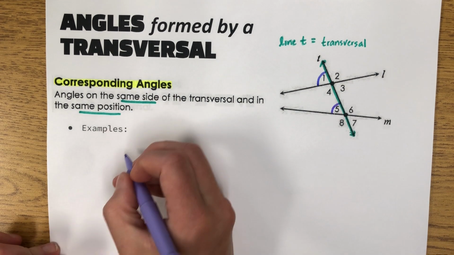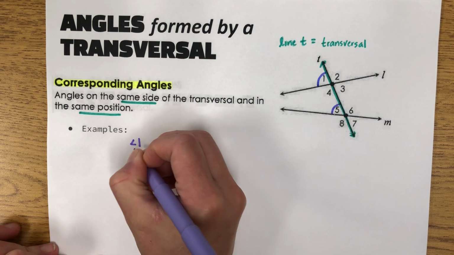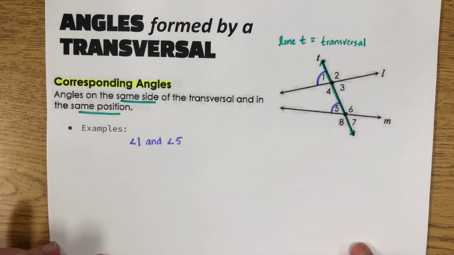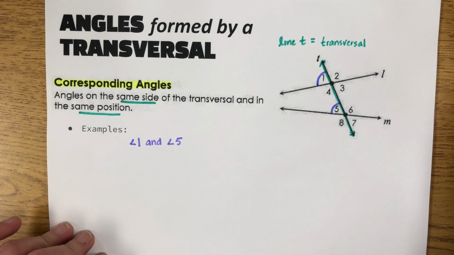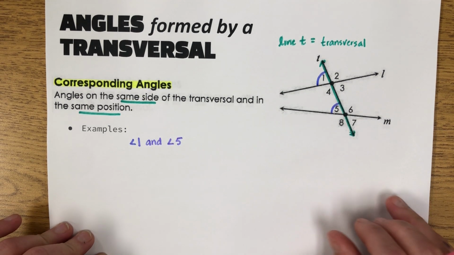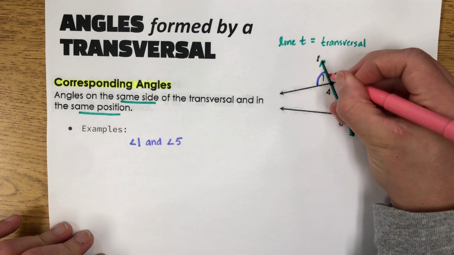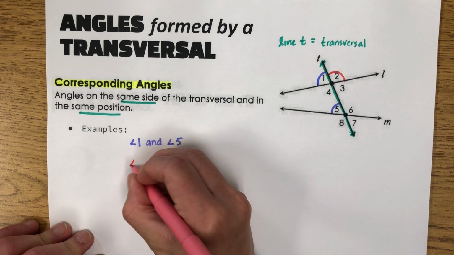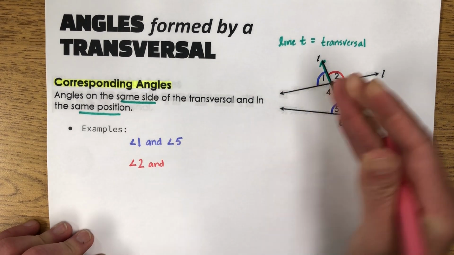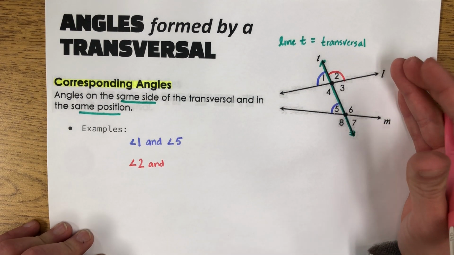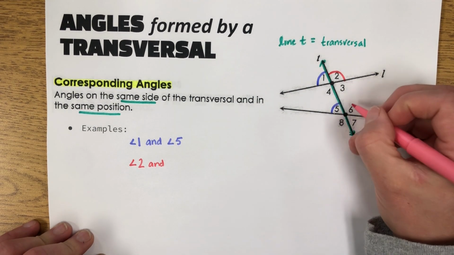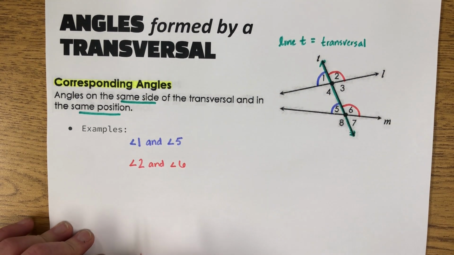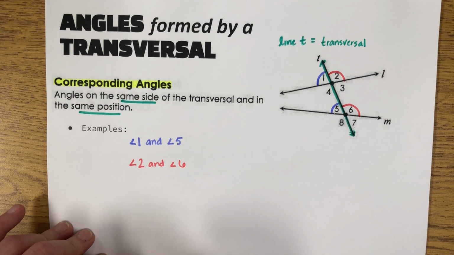So angle 1 and angle 5. So the way we would write that is our first example would be angle 1 and angle 5. The next one, I'm going to use a different color to denote this. The next one, let's look at 2. So a corresponding angle with angle 2. So what do you think the corresponding angle to angle 2 would be? If they're on the same side of the transversal and in the same position, you're right, it would be angle 6. So angle 2 and angle 6.